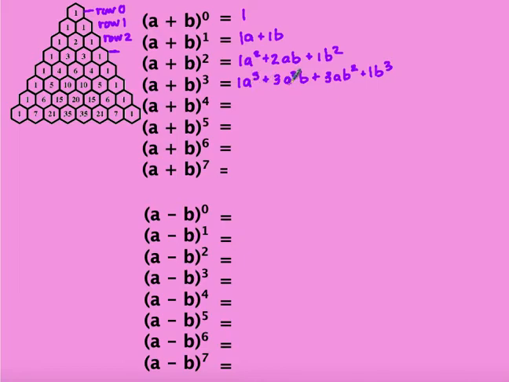A cubed, a squared, a, then I don't have an a. The b's I'm going to raise each time. No b, b to the first, b to the second, b to the third. And we continue that pattern.